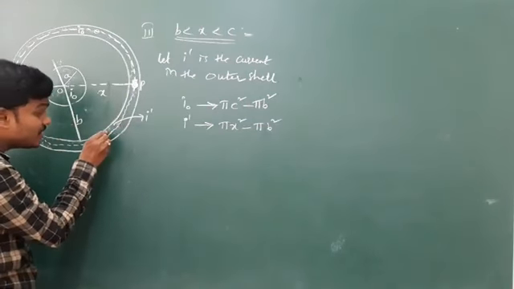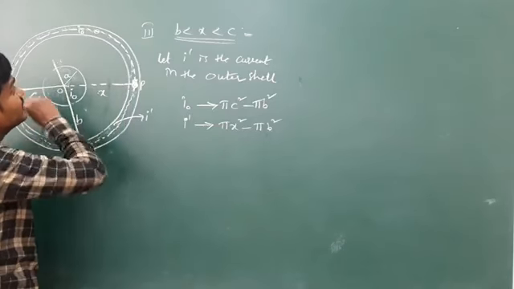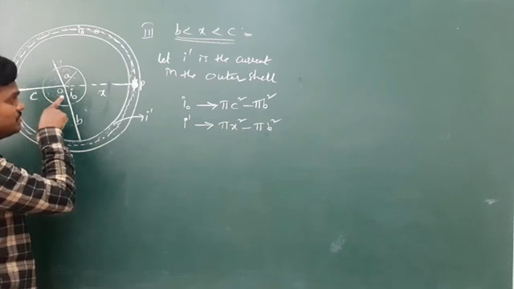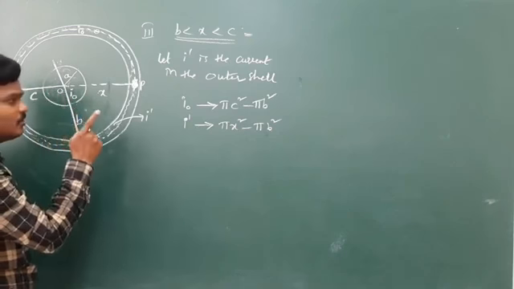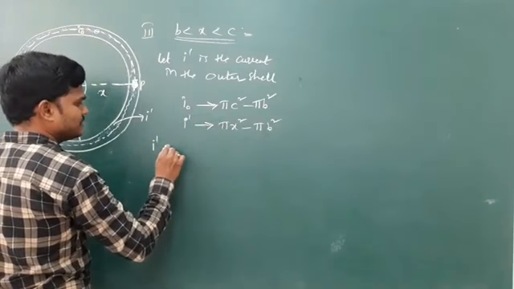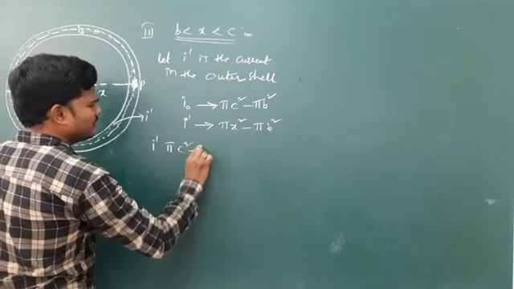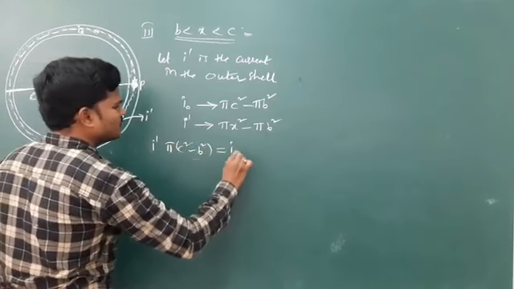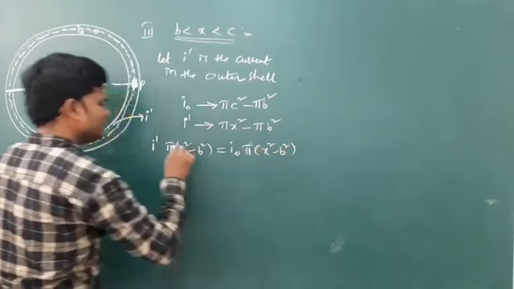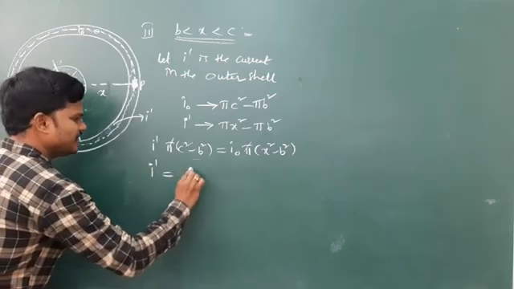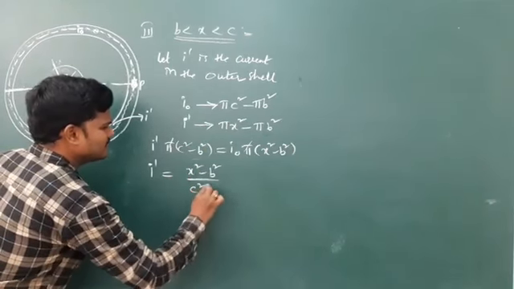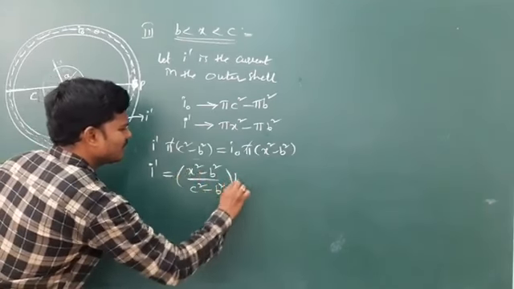That I dash is the current in this region, but not the complete current in the Amperian loop. The Amperian loop contains this current and this current. Of course, these two are equal and opposite. Okay, so do the cross multiplication. I dash into pi c square minus b square is equivalent to I naught into pi x square minus b square. So what is I dash? I dash is x square minus b square over c square minus b square, times I naught.